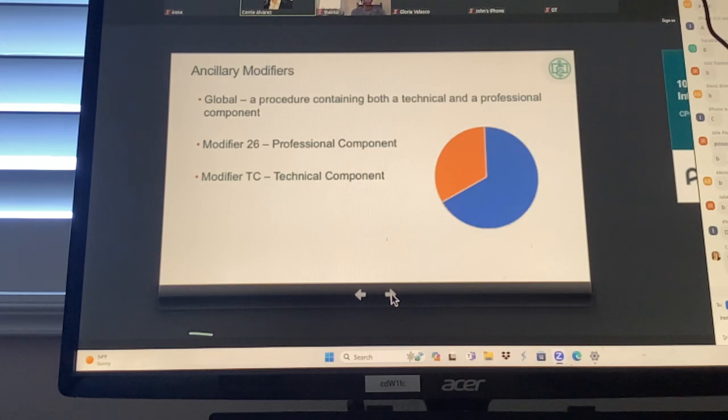And then these modifiers, the technical and professional component. This is the breaking down of a service like an X-ray, where one entity is doing the taking of the radiology procedure and another, your provider, is actually reading the study and diagnosing it. And then that would be a TC and a 26. Most of you, I think, understand that.